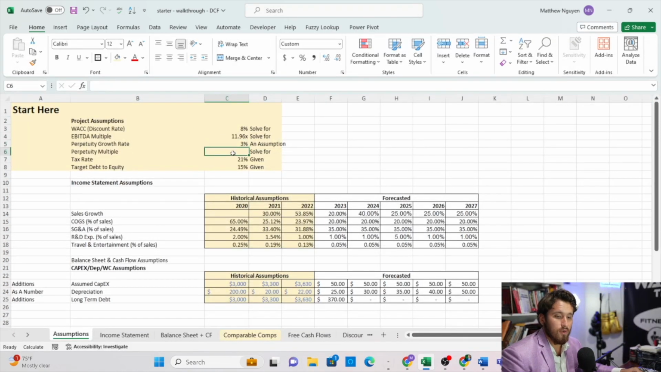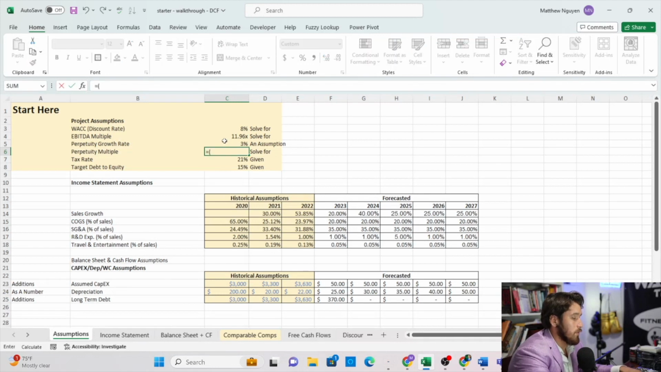And now we can solve for the perpetuity multiple. We're going to solve for that by taking 1 plus our perpetuity growth rate, so how much we're going to grow in continuum. And now we're going to divide that by our WACC minus that growth rate, right?